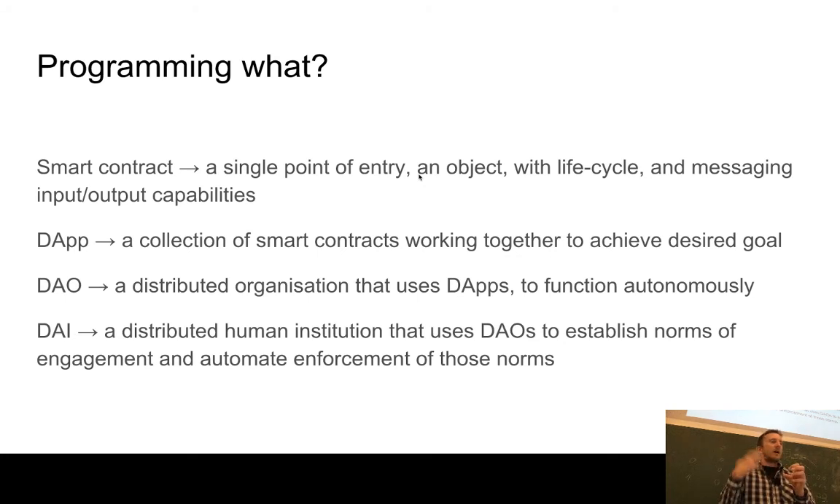instantiated class, with a life cycle and messaging input-output capabilities. So in a sense, it is like an activity, okay? It has its own life cycle, and it can take messages in and send some actions out, and it is deployed in this global computer that nobody controls. Can you shut it down?